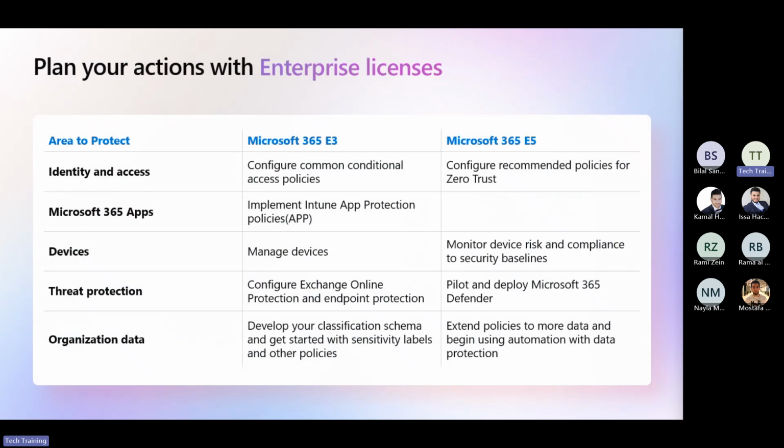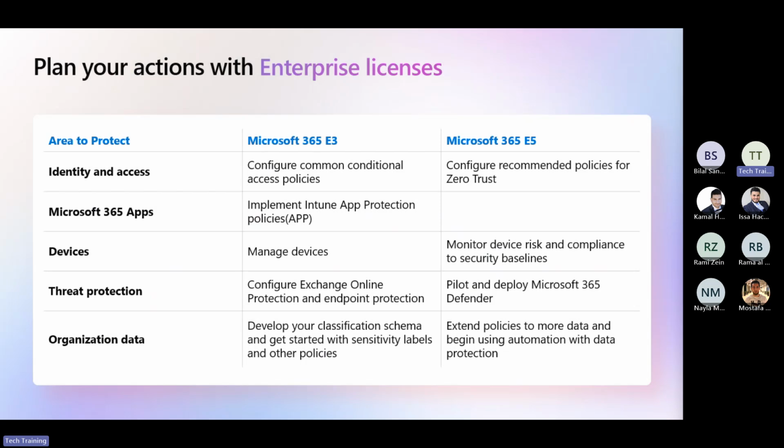Plan your actions with enterprise licenses. As you can see, this is what I was talking about. We have different levels of licenses. Here is the area to protect: if we need to protect the identity and access, the applications, the devices, threat protection, organization data. So these are the areas to protect. We know the identity and access, so I can configure it with Microsoft 365 E5, configuring common conditional access policies.